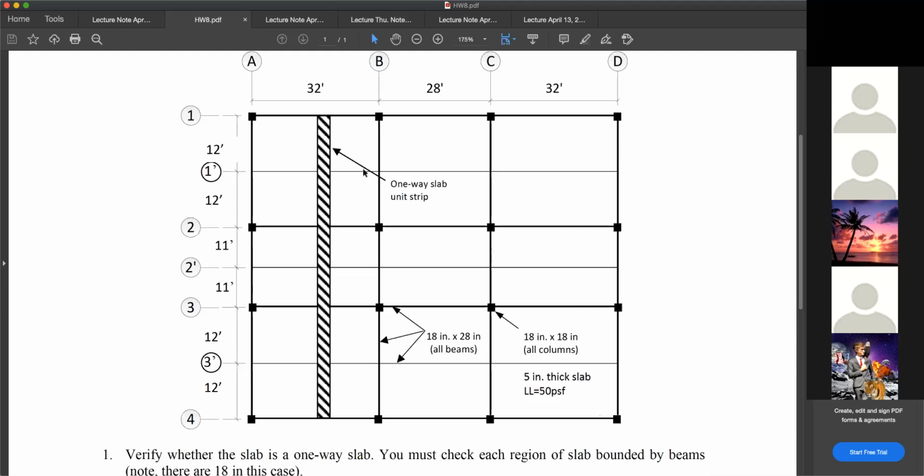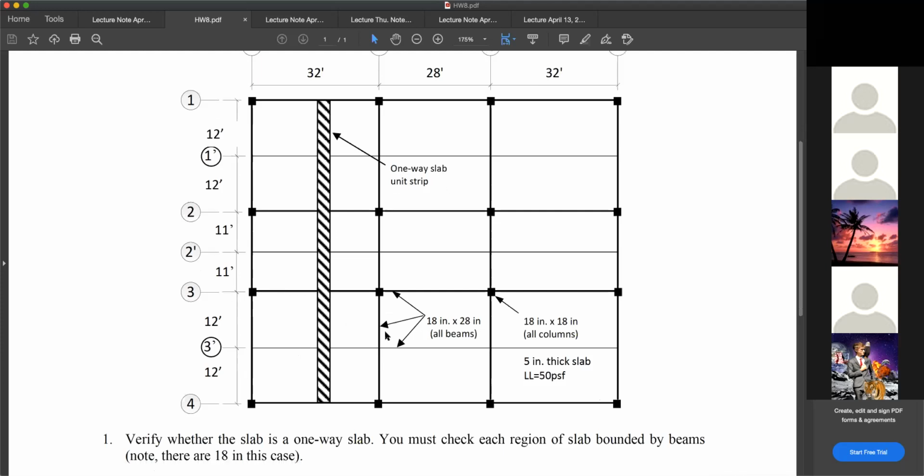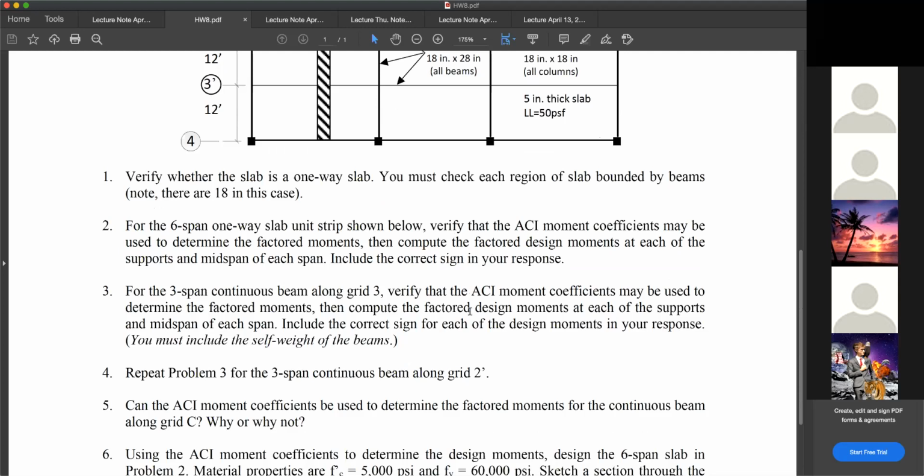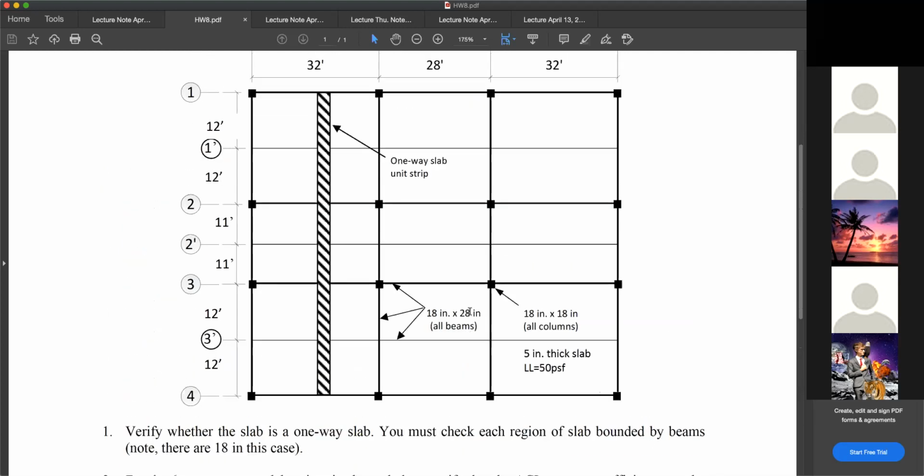In addition, the problem tells you that it's a one-way slab unit strip. So this is what we have. I'm not going to go into detail on how to solve the problem specifically, but I want to talk in general about what the approach is. Let me stop sharing and share my screen so I can draw some drawings for you.